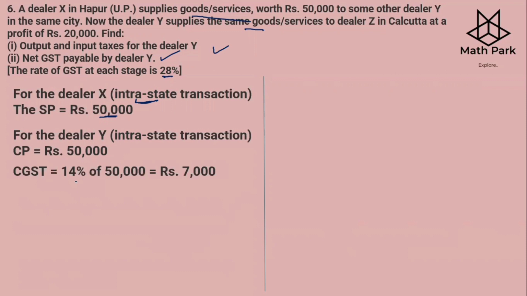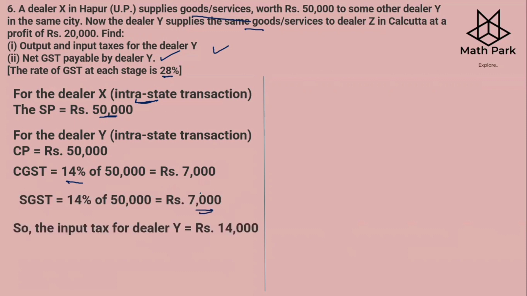From that, 14% will go to the central government. So 14% of 50,000 is just 500 multiplied by 14, which we get as 7,000. So SGST is also going to be 7,000. Okay. So this is the input tax for the dealer, which is 7,000 plus 7,000. That is 14,000 is the input tax at the time of purchase.